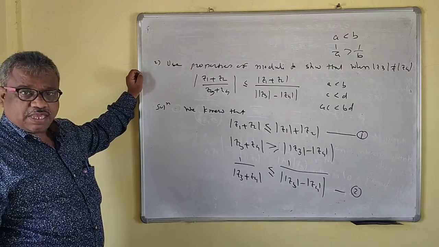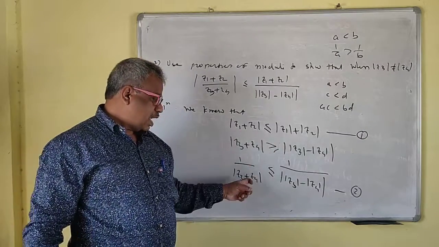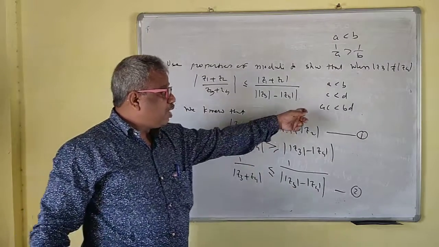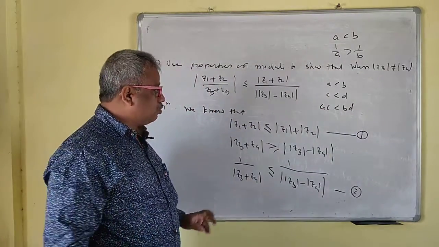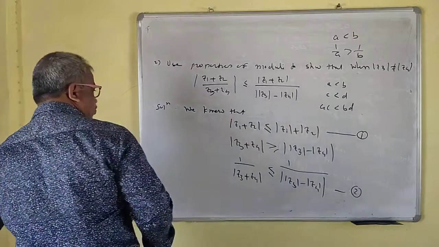A is less than B, C is less than D. So what will we do? AC is less than BD. We'll take the product of these two at LHS and the product of these two at RHS, then see what we get there.